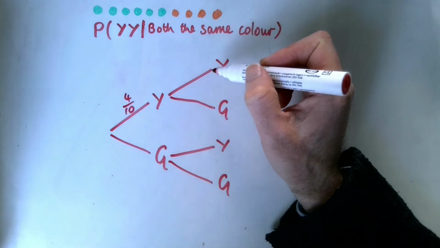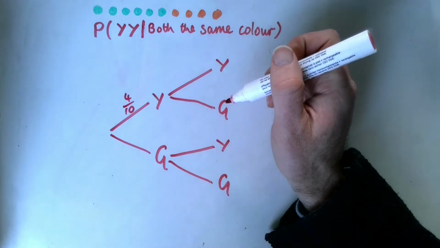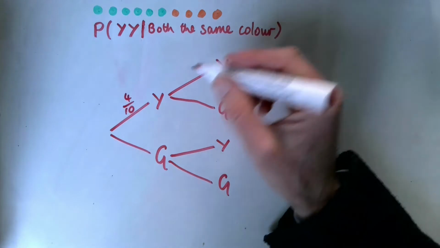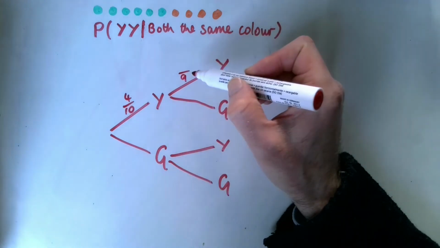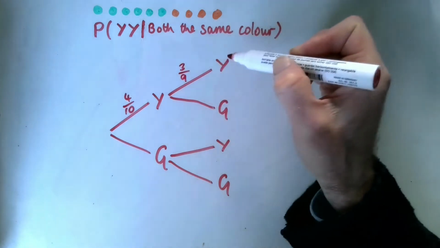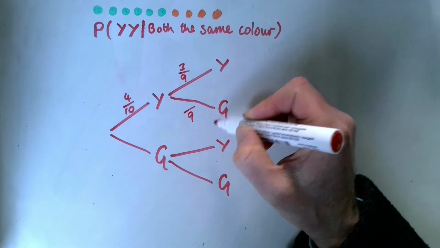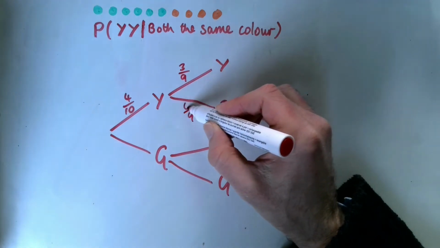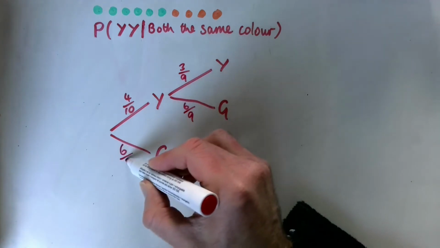Given that they were removed and not replaced, sometimes you have this with sweets, with them being eaten, or people looking for a pair of socks, that sort of thing. Anyway, the point is, there's only 9 beads left, and only 3 of them are yellow. And whilst there's only 9 left, the green has got a bit more likely, because there are still 6 green there. On the other branch, you'd have 6 out of 10.